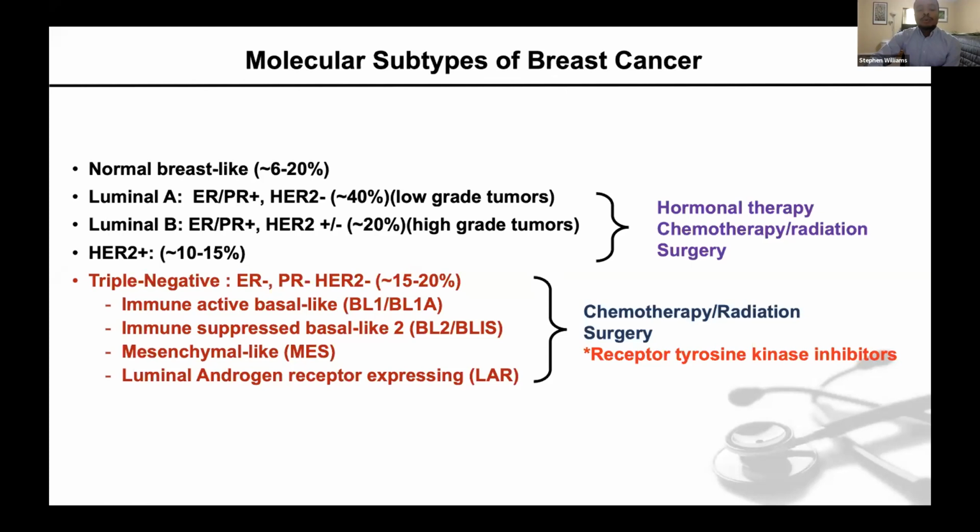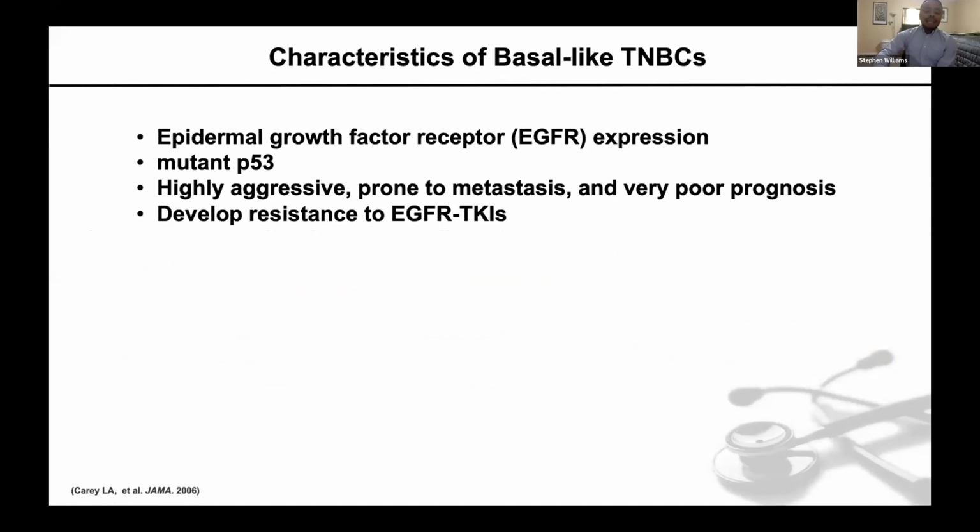But even within triple negative breast cancer, you can then classify it into 4 distinct groups: immune basal-like 1, immune suppressed basal-like 2, your mesenchymal-like, or your LAR, your luminal androgen receptor expressing group. My lab and the Sakwe lab at Meharry focus on these basal-like TNBCs. Some of the characteristics are that they overexpress or hyperactivate the epidermal growth factor receptor, also known as EGFR, which is a common oncogene in a lot of cancer subtypes.